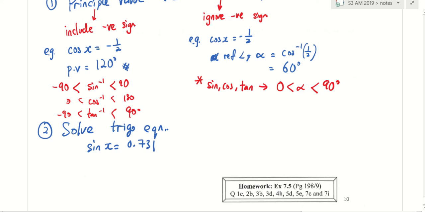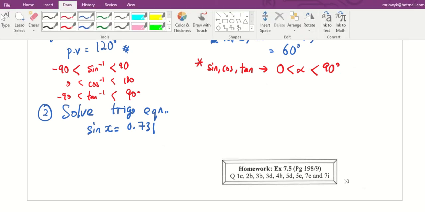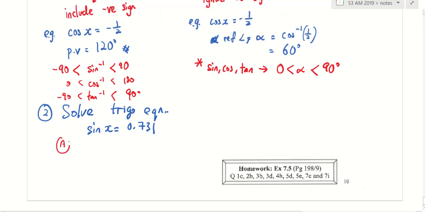Take out a red pen and write down step A. Now, step number one is to find the reference angle. So can you now write out the reference angle equals to what? How to find reference angle, Matthew? Sine inverse 0.731. Can I say that everyone has done number one?